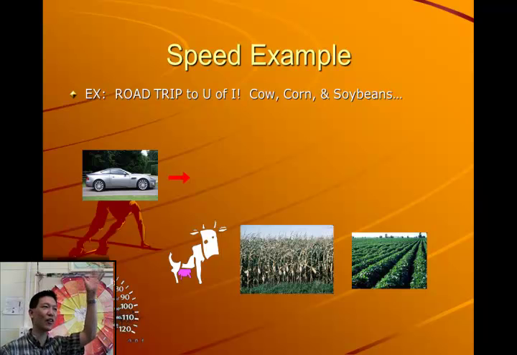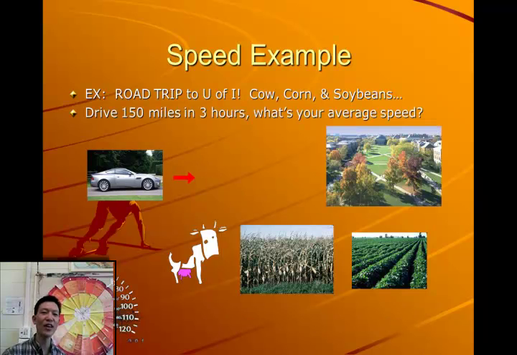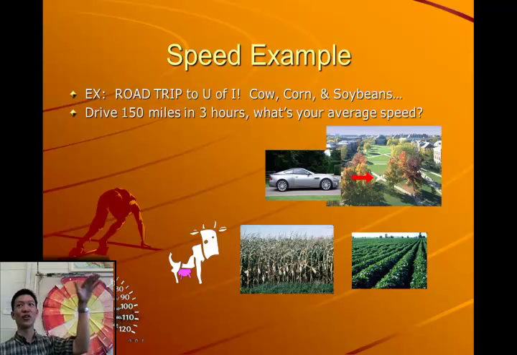Anyone ever been down to Champaign-Urbana? Okay, it's a very exciting ride. Let me describe it to you. As you drive down I-57, what you see is corn. Then you see more corn. Then you see soybeans. Then you see corn and cow. Corn. Okay, yeah, not that exciting.